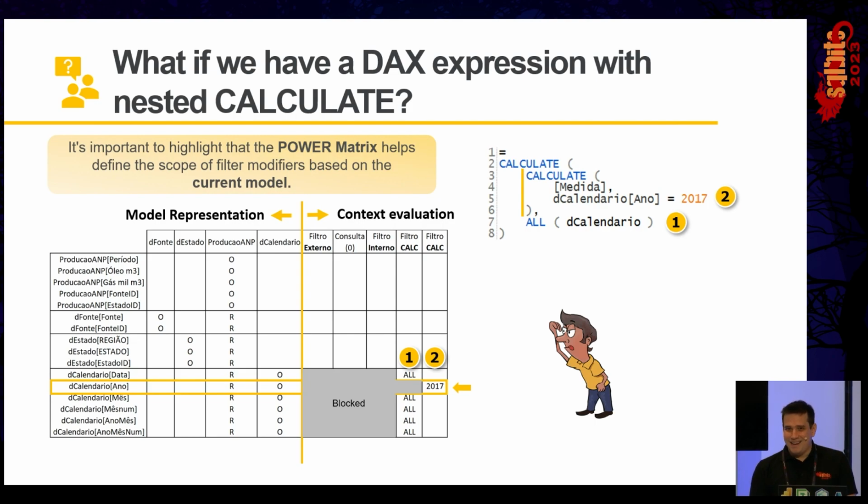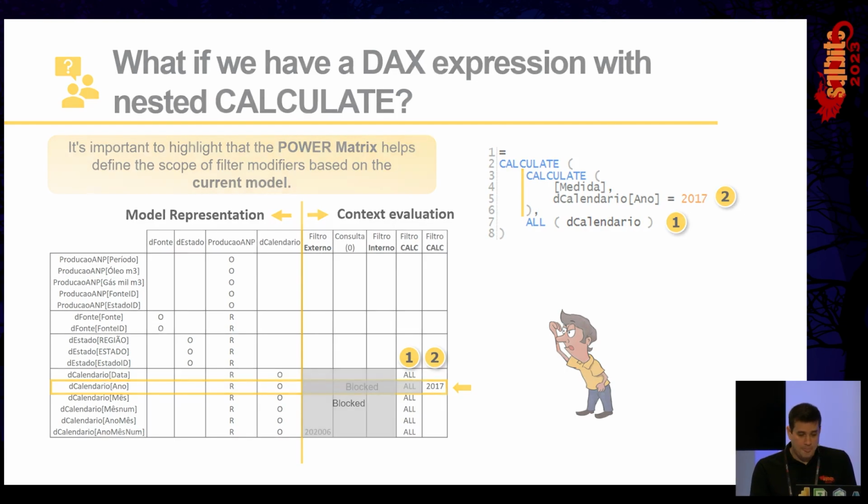So I'd like to highlight the importance of this power matrix, because with the power matrix, we can see the model, the query filters, and the internal filters that your expression might have really clearly, really easily. And whenever we use an ALL or REMOVEFILTERS, it removes filters from every lineage, every column that is present on its expanded version. And the power matrix helps us with that too.